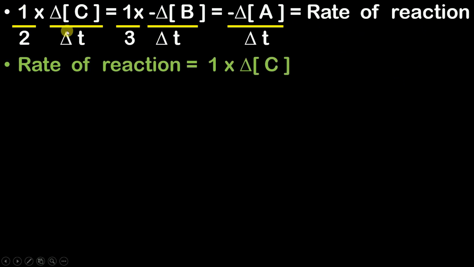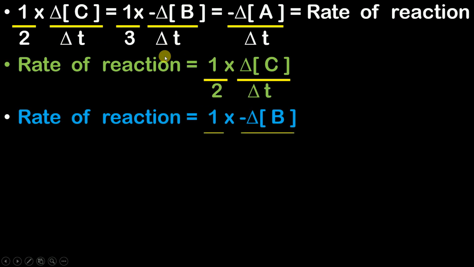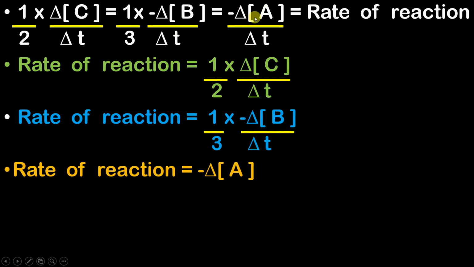So you now have three formulas for the rate of reaction. You can either consider this one, that is one half into change in concentration of C divided by change in time, or you have another choice. You can even use this formula, that is rate of reaction equals 1 by 3 into change in concentration of B upon change in time, or you can use this formula also. So you have got three formulas for the rate of reaction.